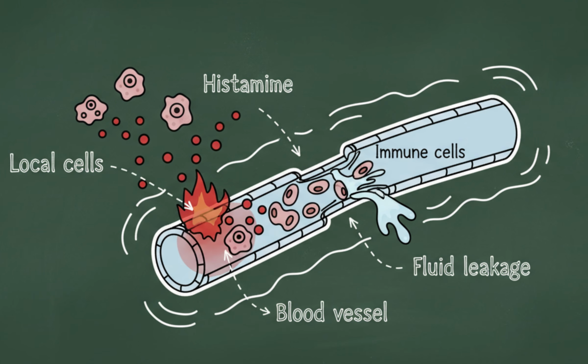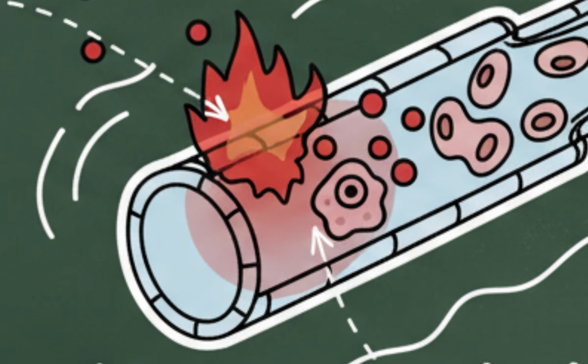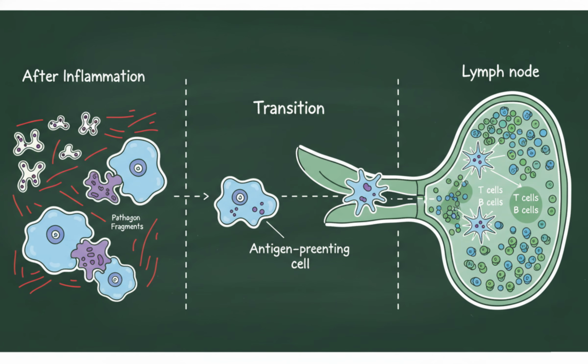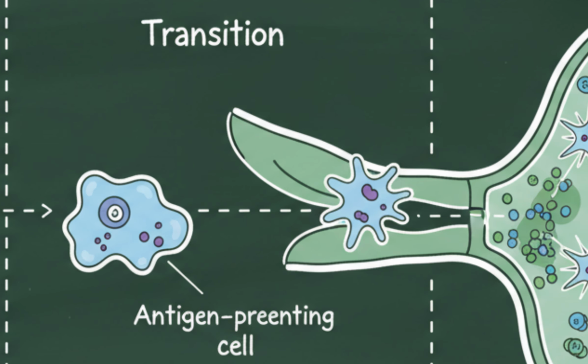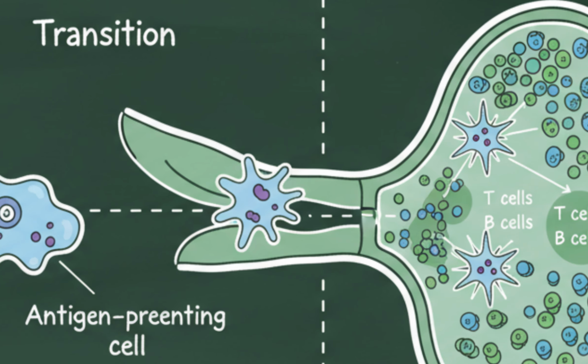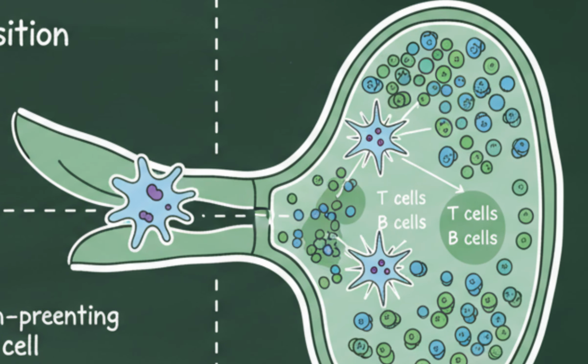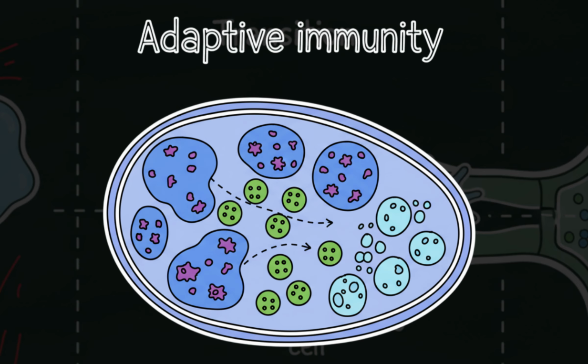Histamine plays the role of opening the vascular gates, allowing immune cells to exit into tissues more easily, but it is also responsible for swelling and itching. When inflammation has completed its task, the immune system requires more specialized players to ensure complete elimination of the invader. This is when adaptive immunity appears.